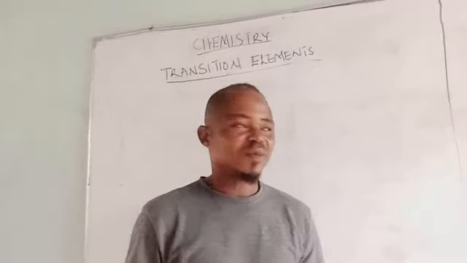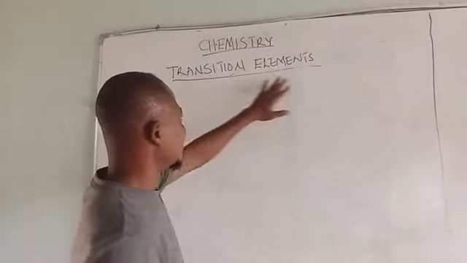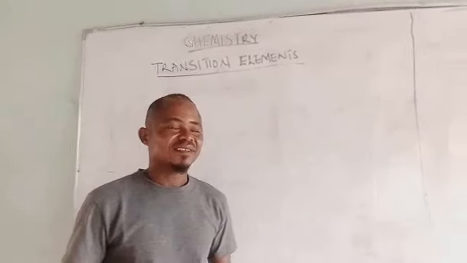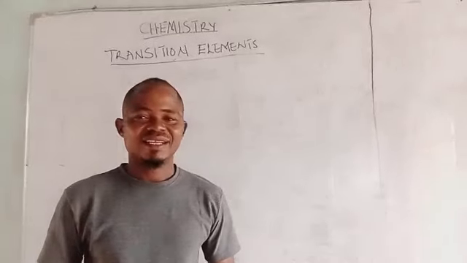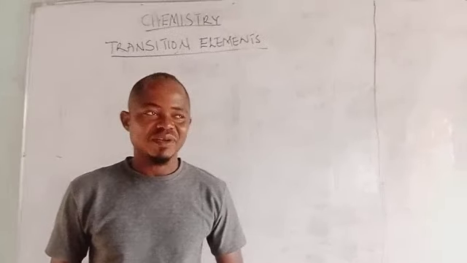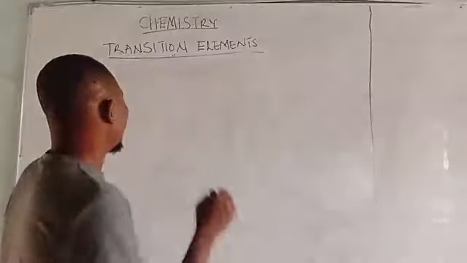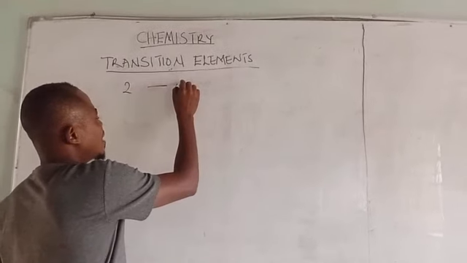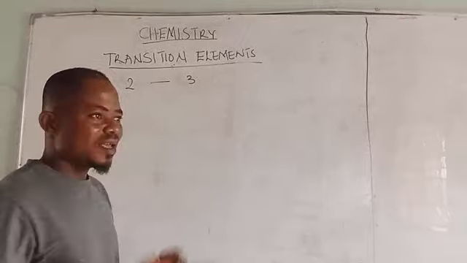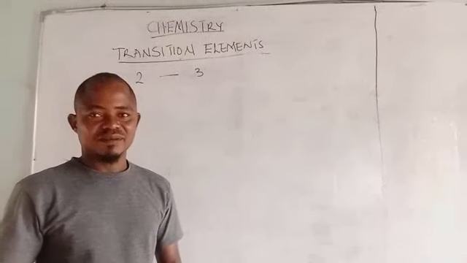We'll be looking at the concept of transition elements. We'll be looking at the concept of the periodic table. The transition elements are part of the periodic table, and they are a group of elements that exist between group 2 and group 3. In between them, this is where the transition elements are found.